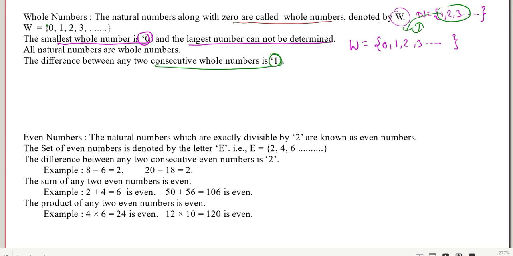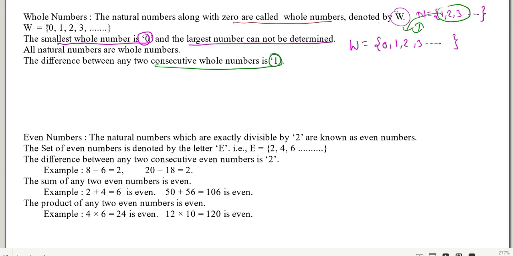What about whole numbers? The 0 together with the natural numbers forms the collection of whole numbers. It is represented by capital W, and the least whole number is 0. The largest whole number cannot be determined. All the natural numbers are whole numbers, and except 0, all other whole numbers are natural numbers. The difference between two consecutive whole numbers is always 1.